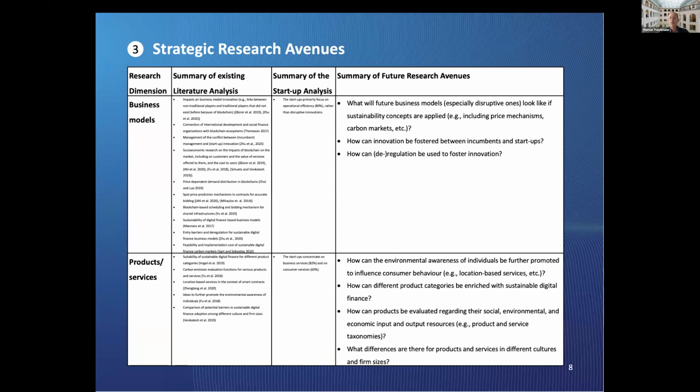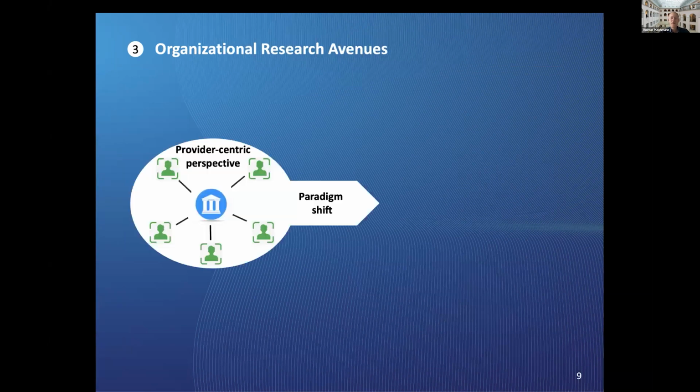Another topic here is how can different product categories be enriched with sustainable digital finance? How can they be evaluated regarding the social, environmental and economic input? For example, product and service taxonomies. What we currently can see is that it's still very hard, for example, to analyze the scope 3 greenhouse gas emissions in supply chains. Rather, it is not possible to really see how that breaks down into a certain product, for example. So this is also one of the core topics here. So let's follow. These are more the strategic questions here.